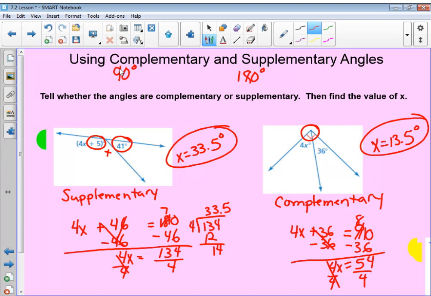So supplementary equals 180. Complementary equals 90. And then to solve for x, you're going to write down what you see and what you know, and then solve for x.